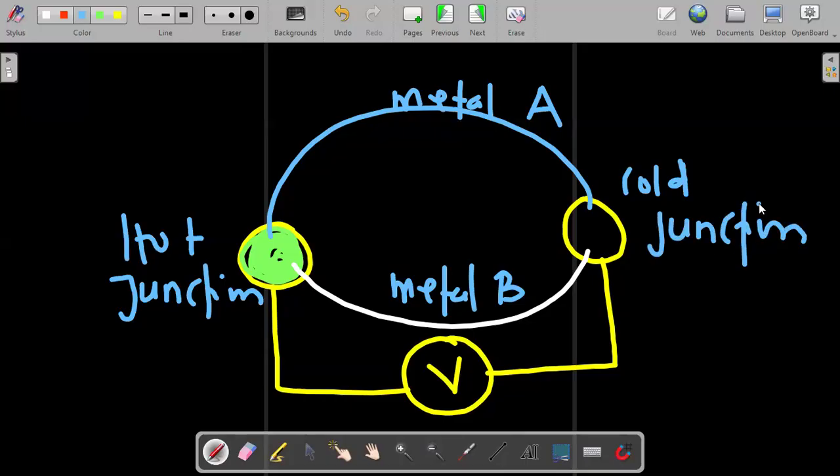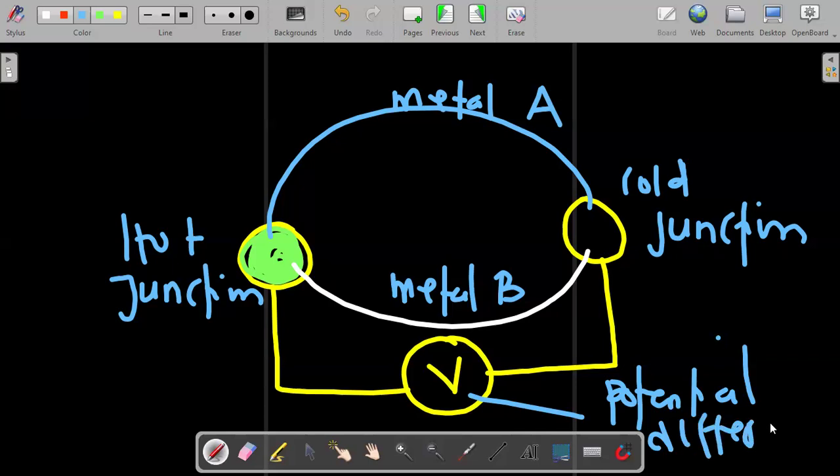So this V is your potential difference. Please just make the sketch. This is a diagram of a thermocouple, like we said earlier.